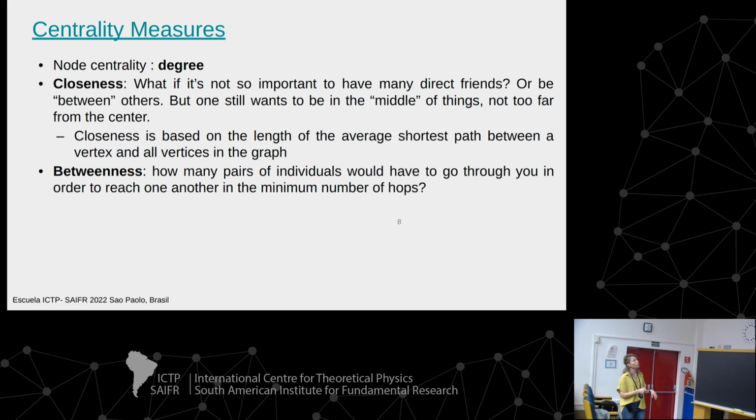And for closeness, you look at the nodes, okay? But I also said that you can look at the links. And then you can look at the betweenness: how many pairs of individuals would have to go through you in order to reach one another in the minimum number of hops. So these are the other ones that you can look at. Of course, you can look at the PageRank, you can look at the eigenvalues, and so on.